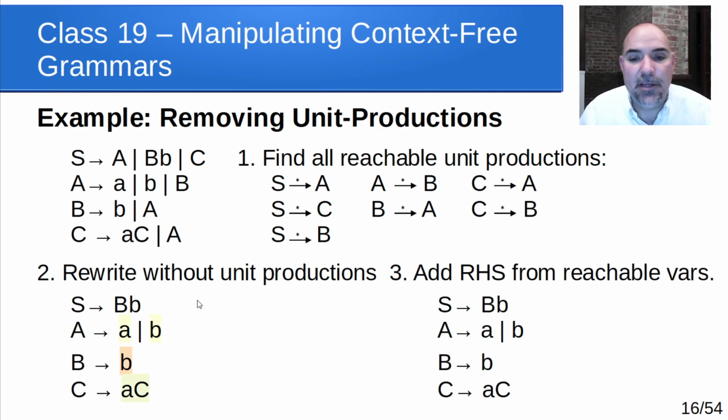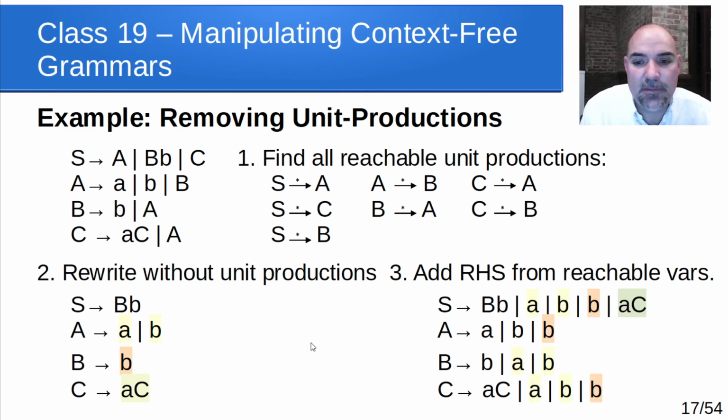And now in step three, we're going to add the right-hand side from all reachable variables. So in other words, here is that thing. This is just a copy of that, but I've identified with different colors here those different ones that are the right-hand sides. These are the right-hand sides for A. This is the right-hand side for B. That's the right-hand side for C. So in this case, for S, S could get to A, B, and C. So we need to add all of these in over here.